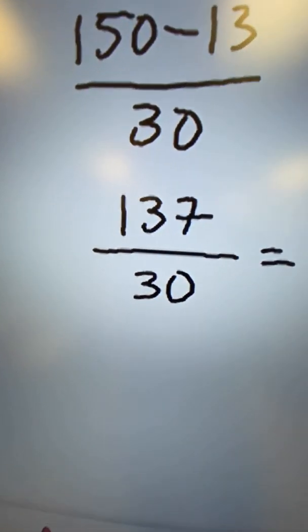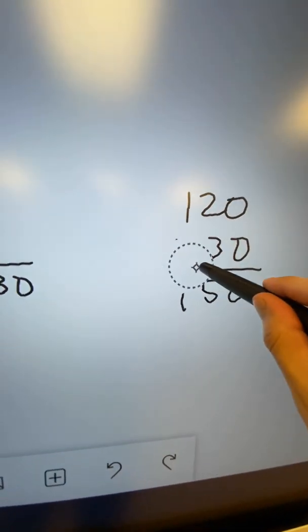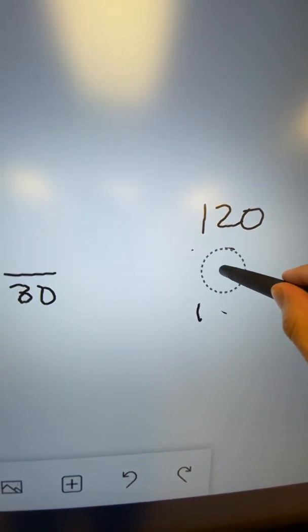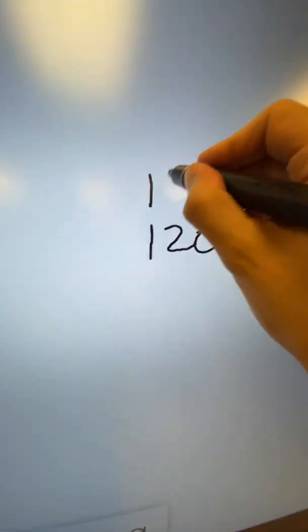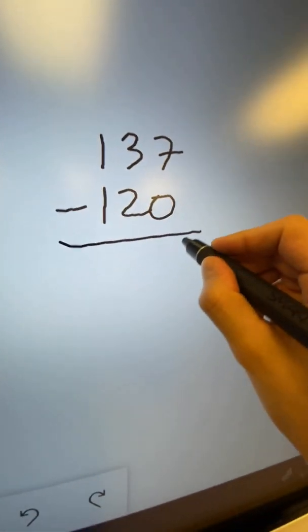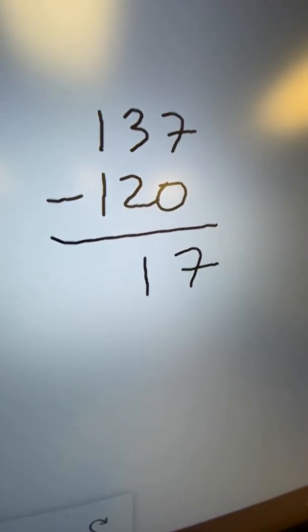But we're trying to get to 137. So it's too much. I can't add another 30. So now I just have to find the difference between 120 and 37. How many more do I need to get to 137? So I just subtract it now. And you can see I just need 17 more.